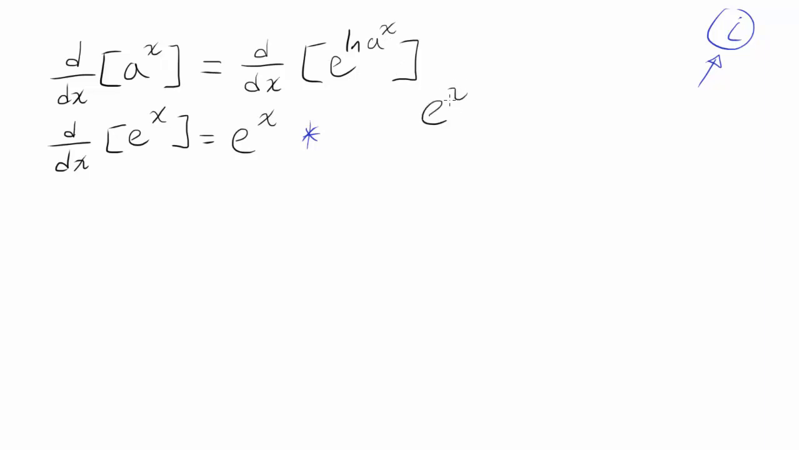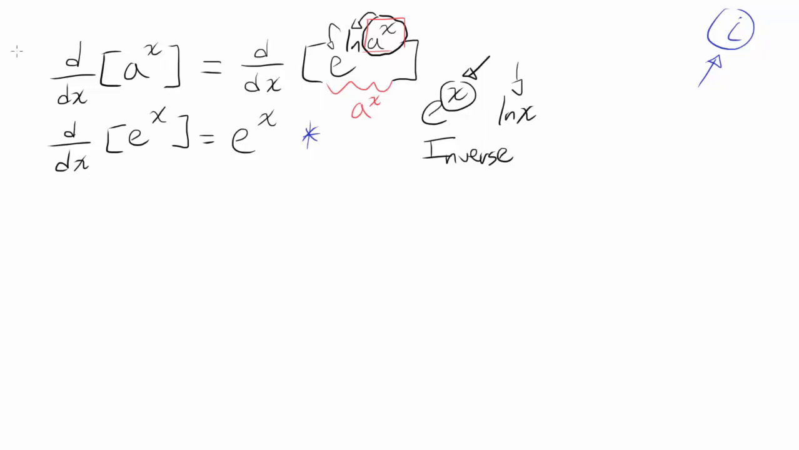Well, e to the x and natural log of x are inverse functions, which means when you plug something into e to the x, then plug that result into natural log of x, you're going to get x out of it, and vice versa. So if you plug a to the x into the natural log function, and you plug the entire result into e to the x, you're going to get right back what you plugged in to begin with, a to the x. So this entire thing is the same thing as a to the x, so that's why we can write it like this.